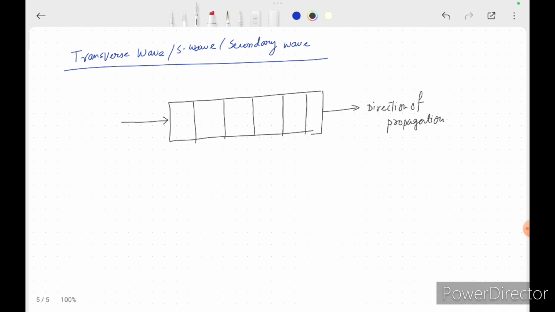You already know that for a longitudinal wave, the particles move in the direction of propagation. But in the case of a transverse wave, what happens? In the case of transverse wave motion, these are the vertical planes. These all are vertical planes.